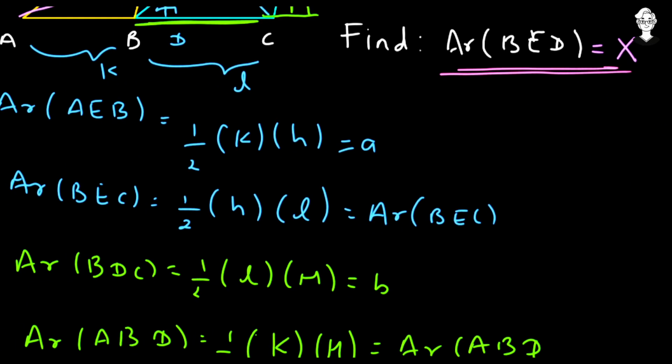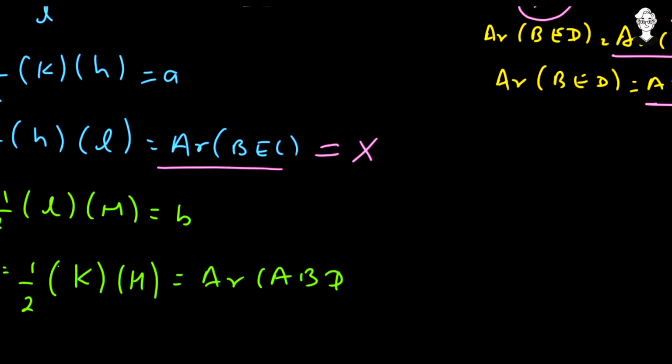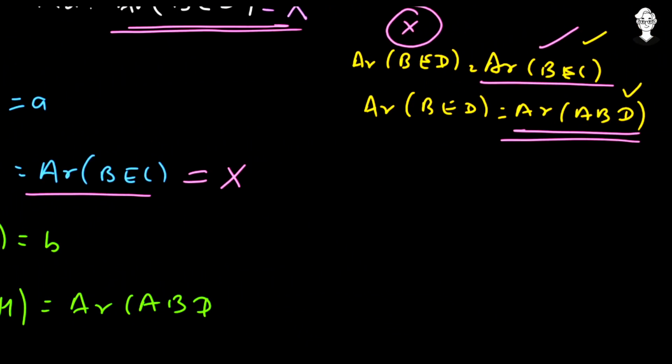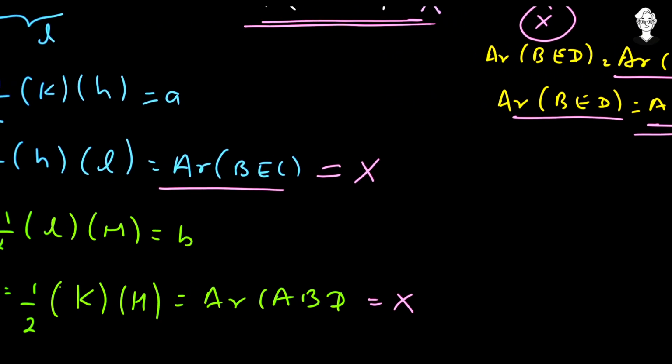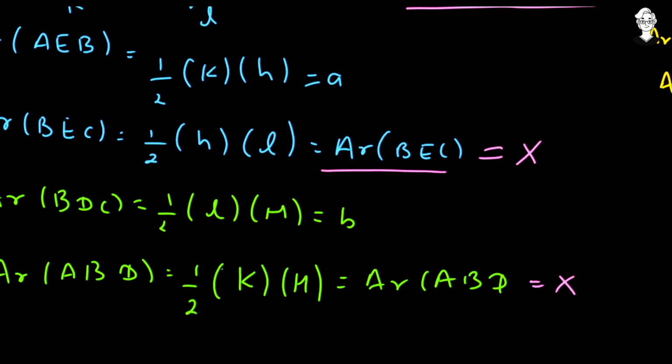And in this we have the area of BEC in terms of the formula, so that is equal to X. Similarly, over here we have that area of ABD is also equal to BED, and BED is nothing but X, so this is also equal to X. So here we have the formula for the areas of A and B, which will be given in the particular question, and also X and X. Now we can equate all this.